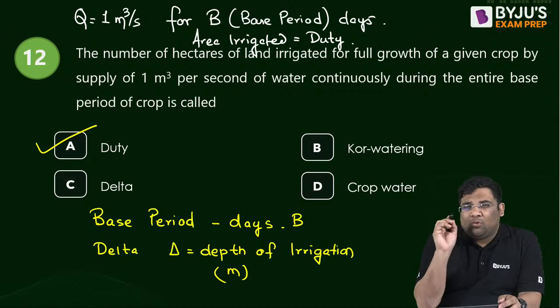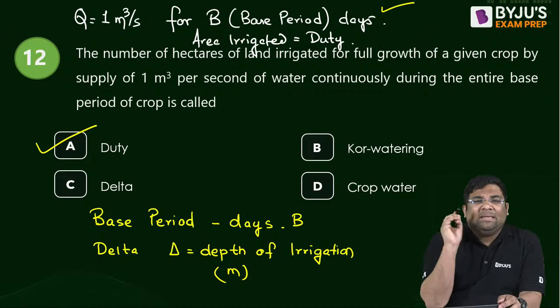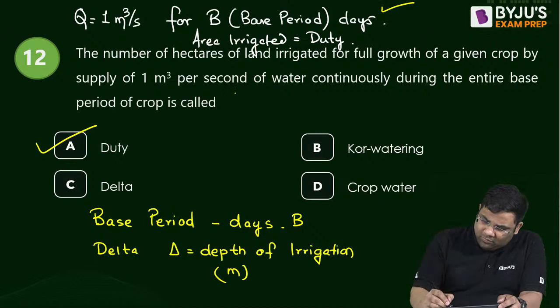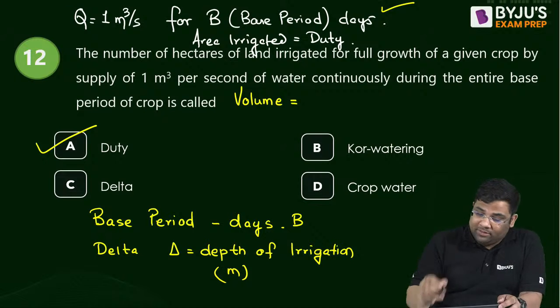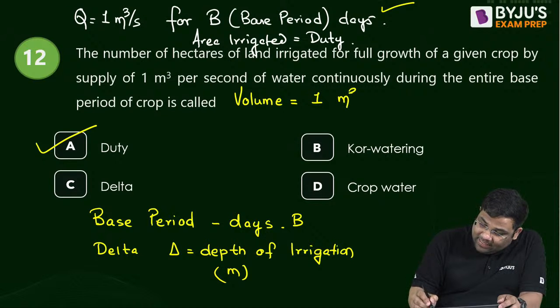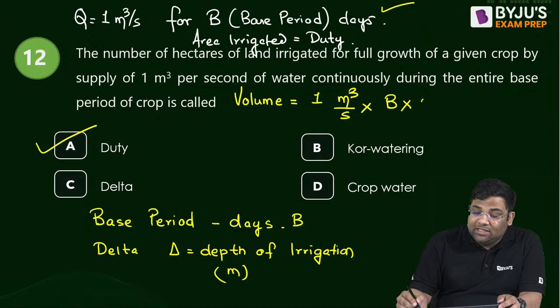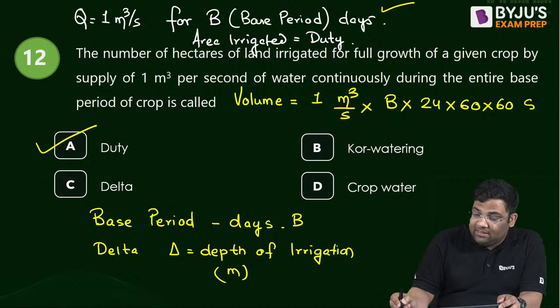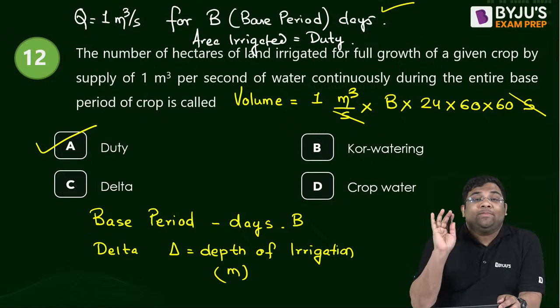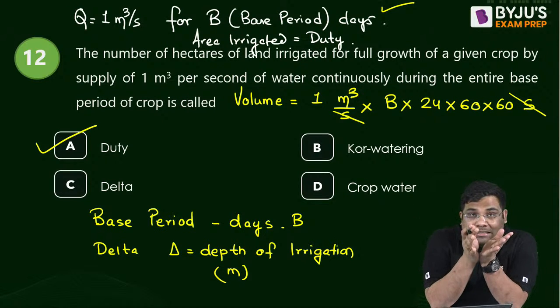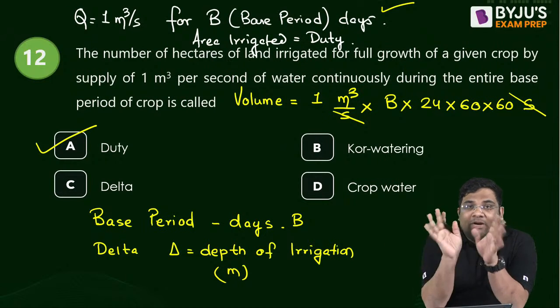Discharge is 1 meter cube per second and the time is B days. So what is the volume? Tell me. The volume generated will be 1 meter cube per second into B days. B days means, 1 day is 24 hours, 60 minutes and 60 seconds, right? So I'll get this much meter cube of water provided to the field.